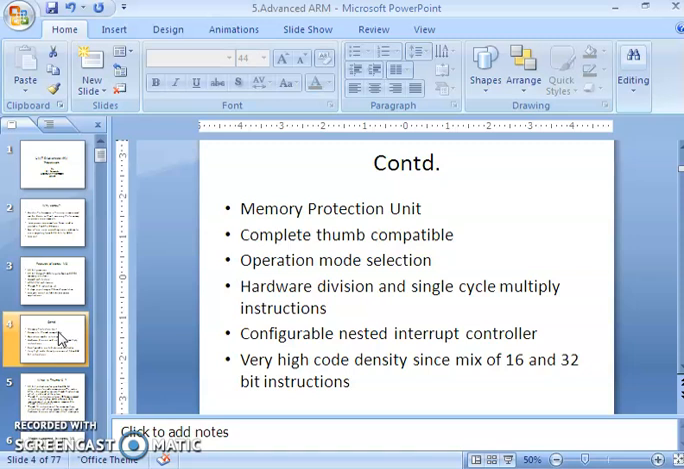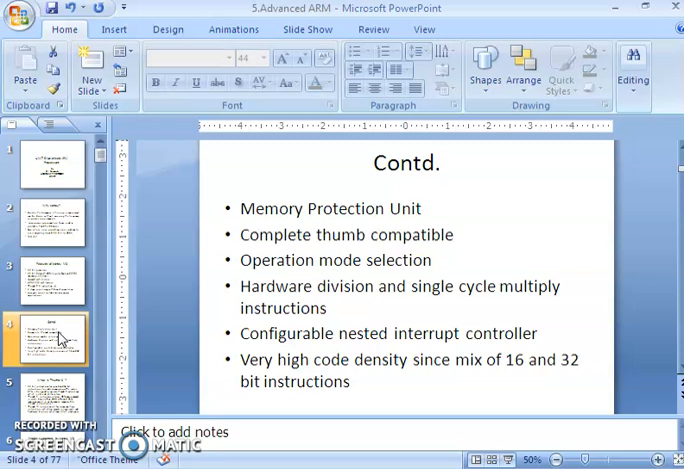The nested vector interrupt controller has different features. It can configure from 1 up to 240 external interrupts. It can configure the number of priority bits from 3 to 8. It can support level and pulse interrupts. It supports dynamic reprioritization of interrupts. It supports priority grouping. It supports tail chaining of interrupts. And it has very high code density, as a mix of 16 and 32-bit instructions.